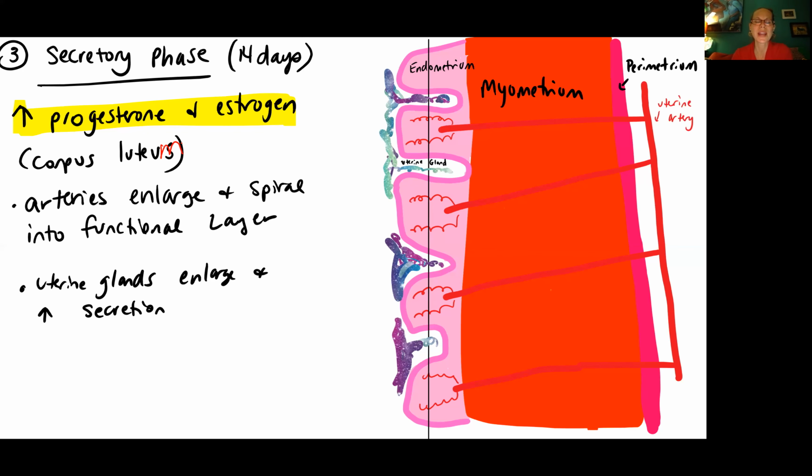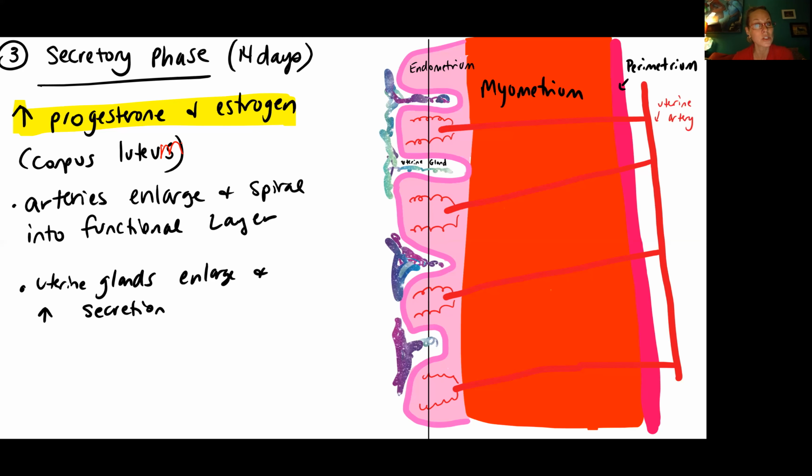So in the secretory phase, remember at day 14, after ovulation occurs, that follicle in the ovary becomes the corpus luteum, which is then going to increase its production of progesterone and estrogen. And so this is going to trigger and maintain that secretory phase. So progesterone is going to be really important in maintenance of the secretory phase. During this time, we see that the arteries are going to enlarge and spiral into that functional layer, and those uterine glands get larger and increase their amount of secretion. So now we have really this wonderful environment for our embryo to come in and implant into.